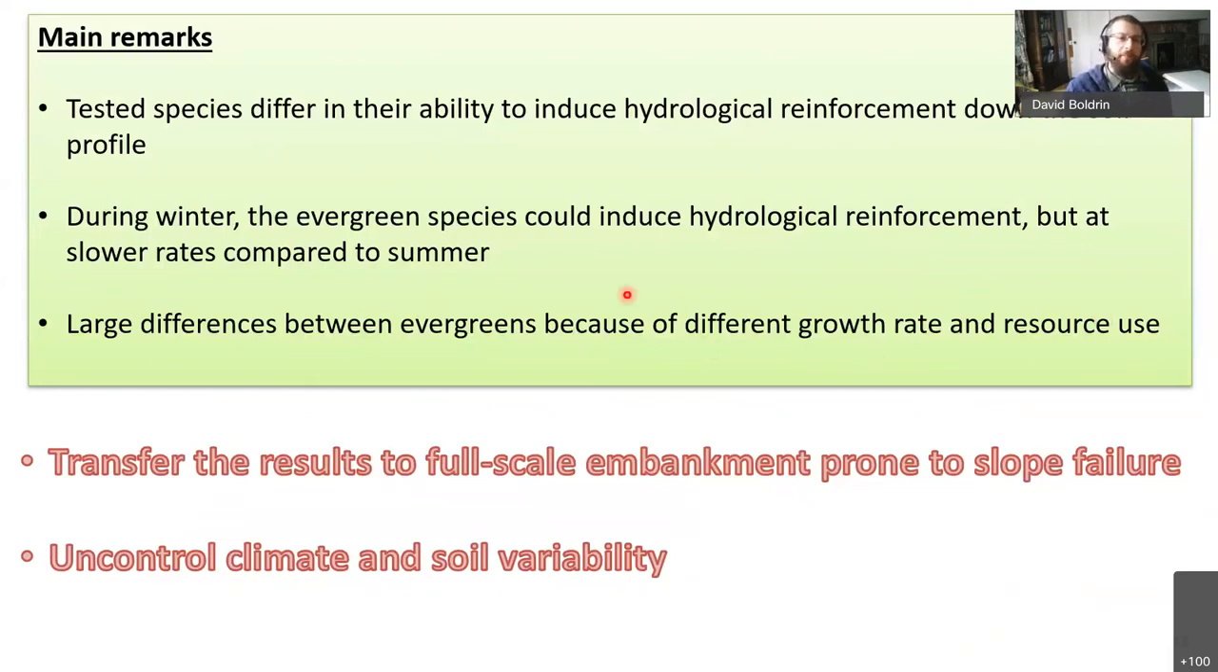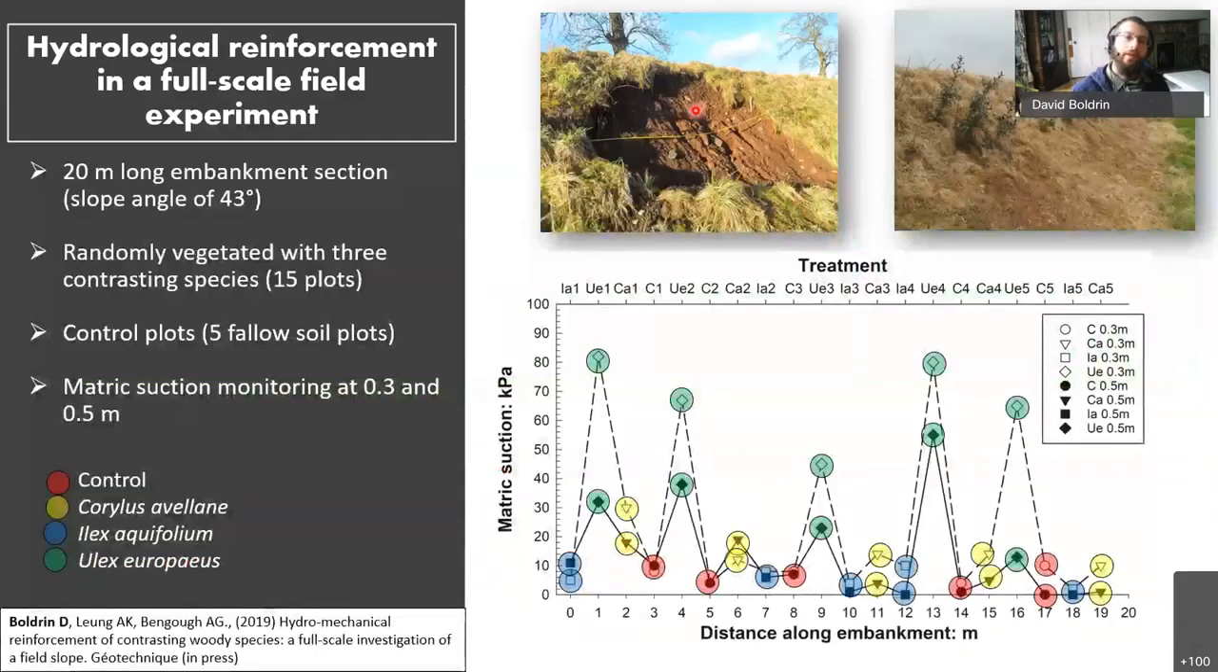So the results that I presented to this point were obtained in a glasshouse controlled environment, and so there was the need to validate these results in a field experiment upon uncontrolled climate and soil variability. So we vegetated an embankment prone to failure with the three contrasting species that we previously tested in the glasshouse controlled environment.